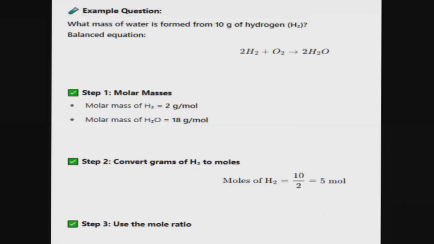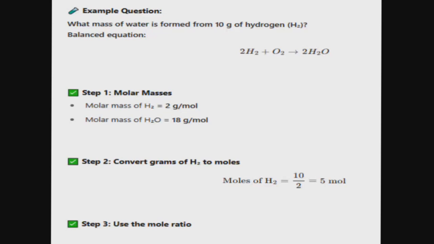Then you convert the grams of hydrogen to moles. Remember the question: what mass of water is formed from 10 grams of hydrogen? The mass of hydrogen given to us here is 10 grams, and they are asking what mass of water is formed from this 10 grams of hydrogen. So to convert this mass to moles, moles of hydrogen equals 10 divided by 2, which gives us 5 moles.